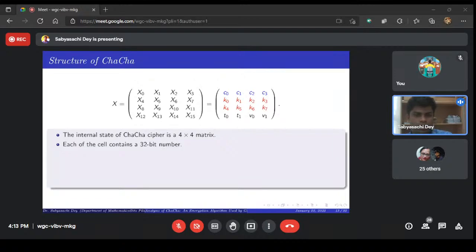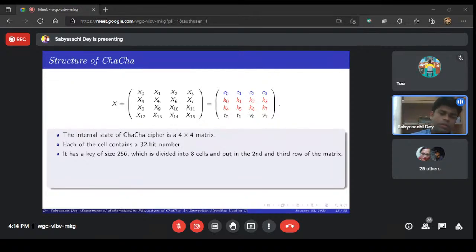Okay. Now, what are those numbers? The numbers in the top row, which I am showing by C0, C1, C2, and C3, are some constant numbers given by the designer Bernstein himself. These numbers cannot be changed. In the next 2 rows, K0, K1, K2 up to K7, these are the key.